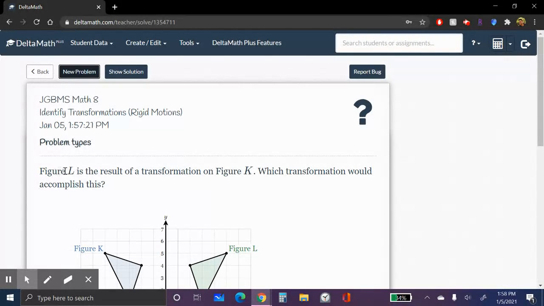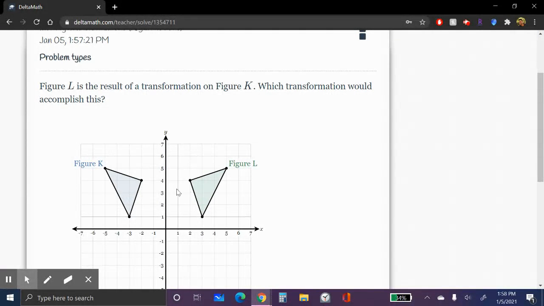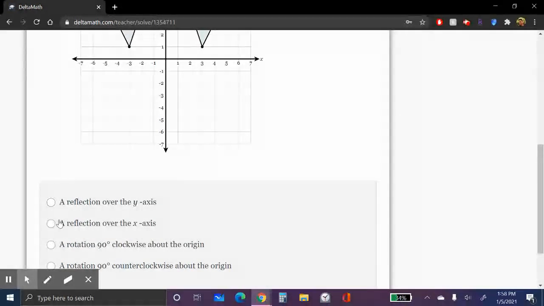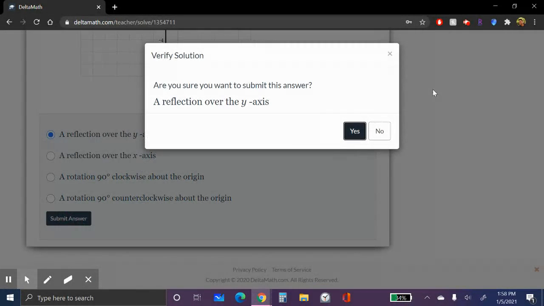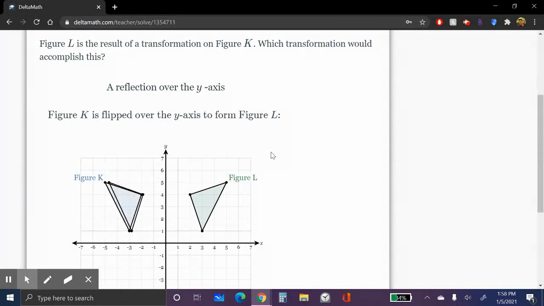So in this problem, it says figure L is the result of figure K. So K goes to L, right? It's important to know which one goes to which. You're starting at K and it goes to L. And it looks like it's just a mirror image being flipped over the y-axis. So you're reflecting this over the y-axis and see if that works. And yes, indeed, it's being flipped.